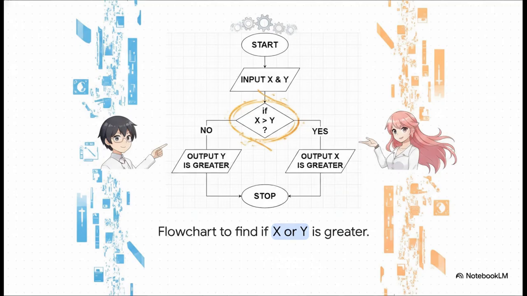The goal here is simple. Find out if X or Y is the greater number. When visualizing this, imagine a diamond shape right in the middle of the process. That diamond is a decision point. The machine takes the inputs, reaches that diamond, and asks a purely logical question. Is X greater than Y? Based on its reasoning, the path literally splits off into either a no route or a yes route.